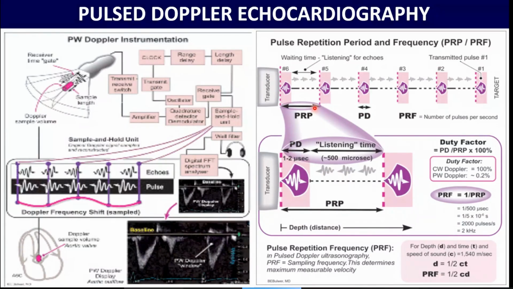So there are three terms here. One is the pulse repetition period, which is the amount of time between one pulse and the next. Second is the pulse duration, which is the time taken for each pulse, and the pulse repetition frequency is the number of pulses per second. And here we need to know what the Nyquist limit is. The Nyquist limit is the velocity beyond which aliasing will occur.